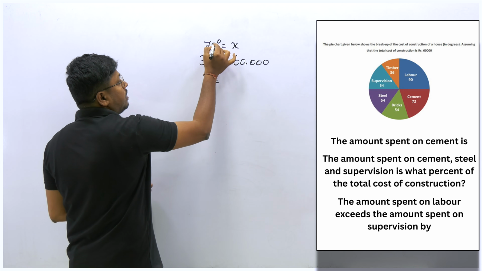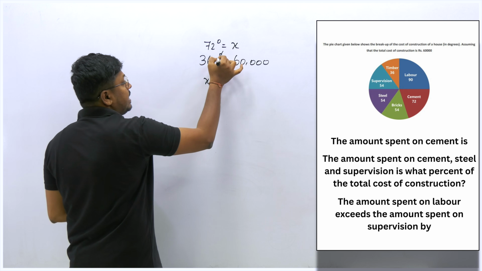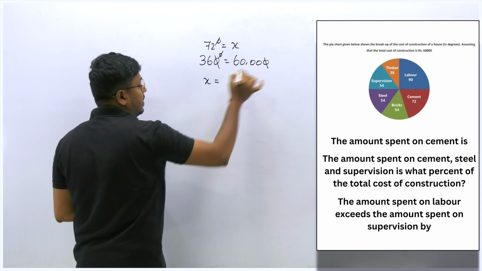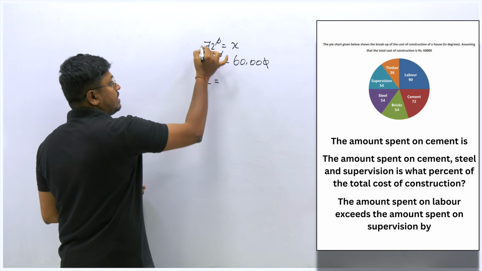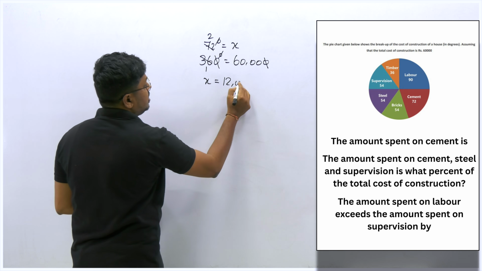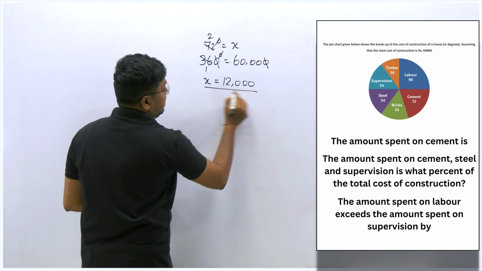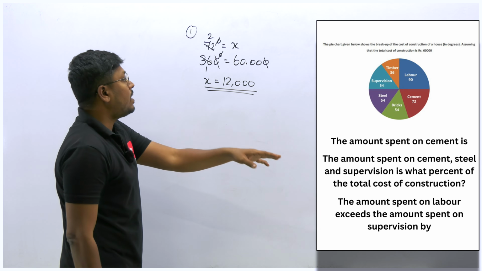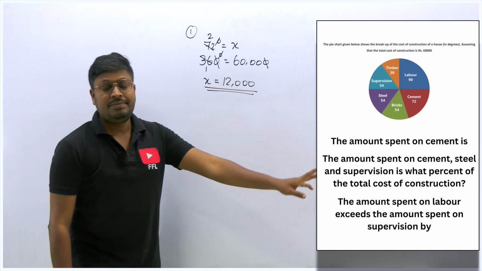So this will be like, we can cancel degree and degree here. So similarly we can cancel 0 and 0 here. So 1 3s are 36, 36 2s are 72. So 6 into 2 will be 12, 0, 0, 0. So finally we can say that 12,000 is the total amount that is spent on cement, which will be the answer for the first question.